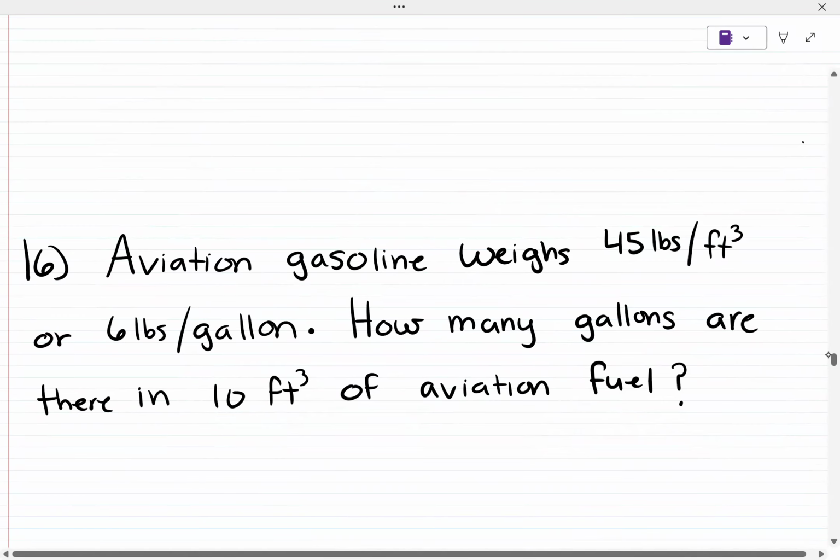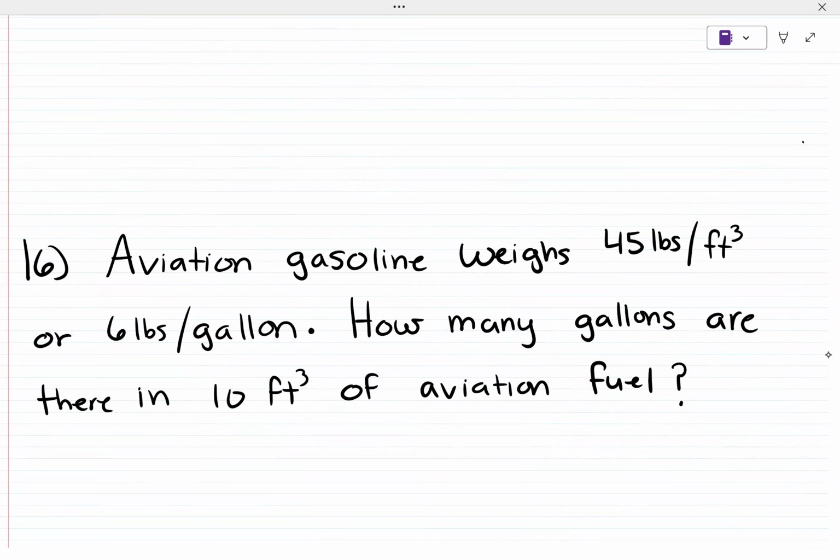Okay, 16 says aviation gasoline weighs 45 pounds per feet cubed or 6 pounds per gallon. How many gallons are there in 10 feet cubed of aviation fuel? I know this sounds confusing, but it's not. It's just a proportion problem. So we're going to set it up like this.